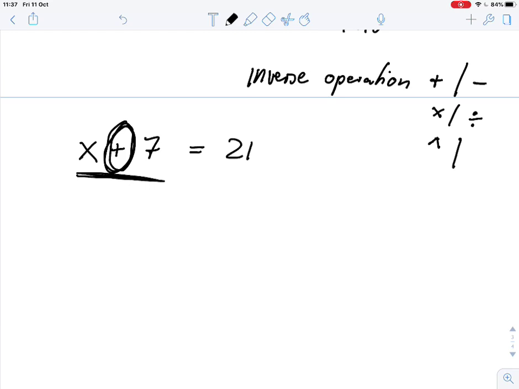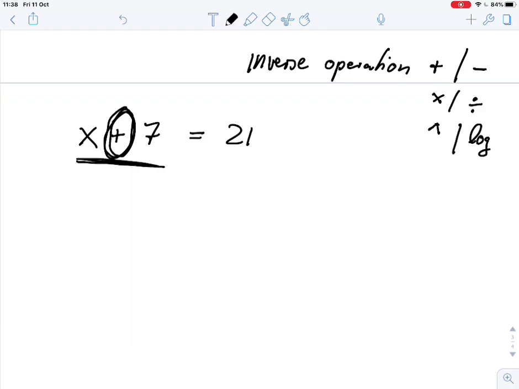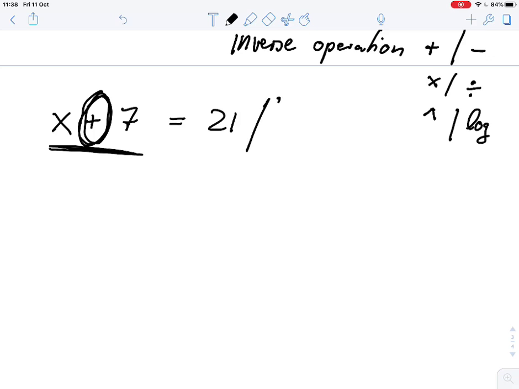Root? Right. The inverse operation to the power is something called logarithm. And we will discuss that next time. We will discuss that when we talk about pH. So for the time being, let's just simply look at this one here. So the inverse operation of addition is subtraction. And I indicate that just simply by doing that.